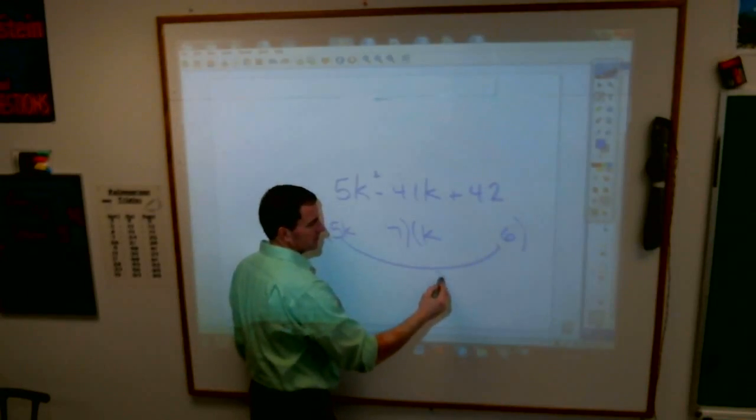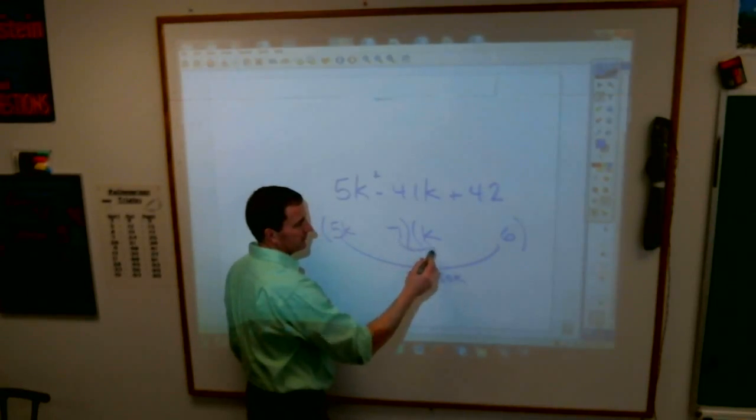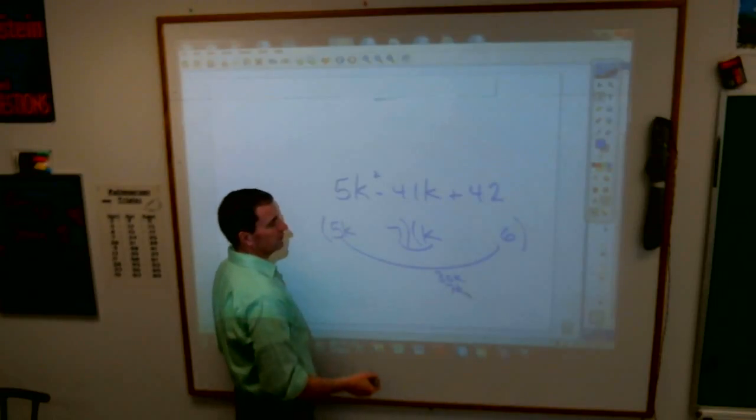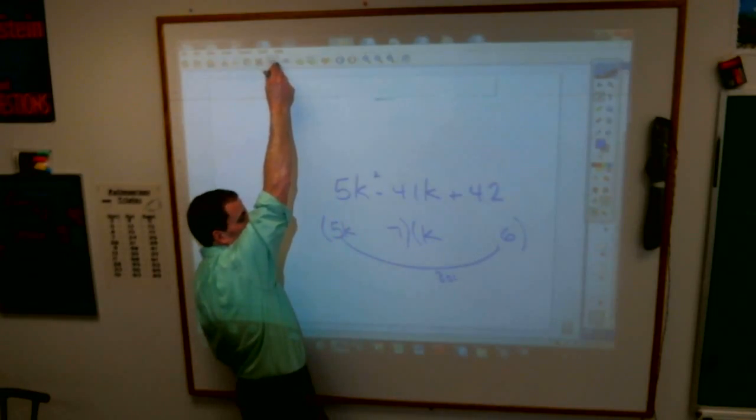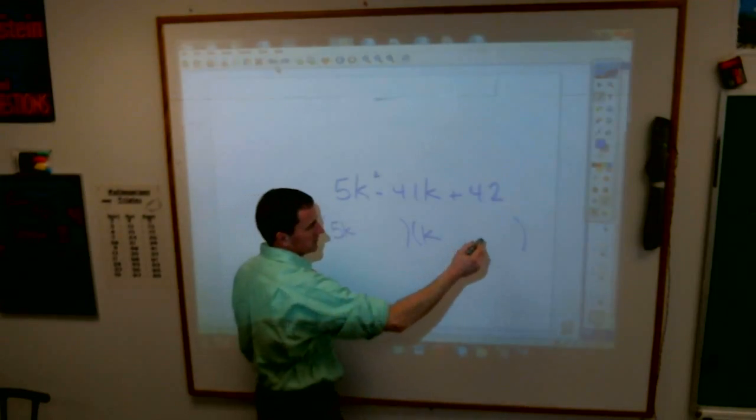5 and 6 is 30k, and 7 and k is 7k. Do I get 41 with that? No. So then I go back to the drawing board and I'm going to flip those around because changing the order of them will change what they get multiplied.